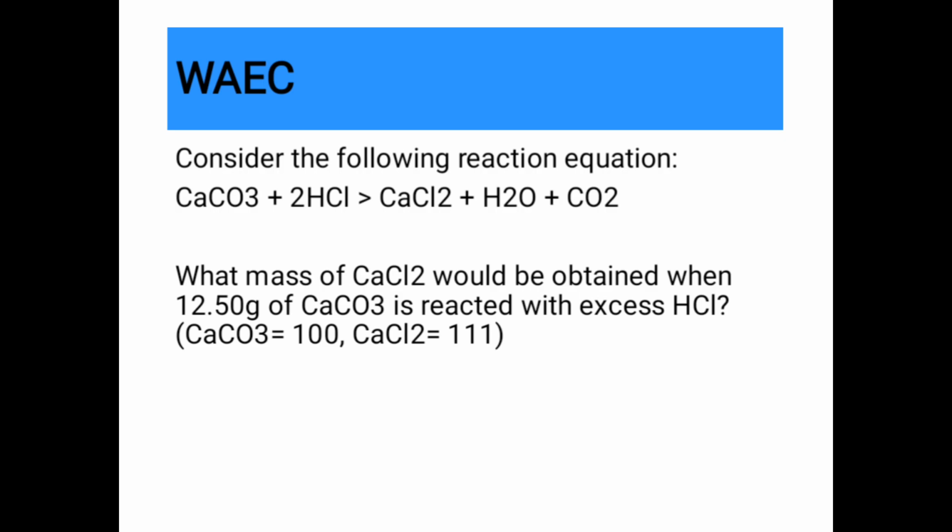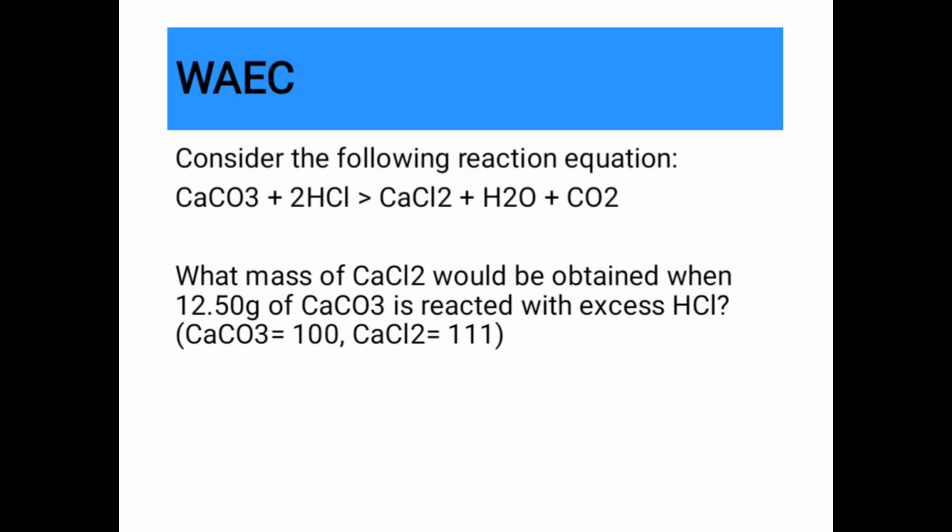So let's look at some questions involving stoichiometric conversions. That's mass to mass, mass to volume, and volume to volume. The first question, this is also a WAEC question. You have CaCO3 reacting with HCl to give CaCl2 plus H2O plus CO2. The question says: what mass of CaCl2 will be obtained when 12.50 grams of CaCO3 is reacted with excess HCl? This is a mass conversion because you are given the mass of one of the knowns and you are asked to find the mass of the unknown.